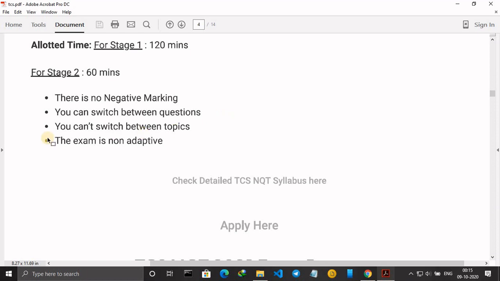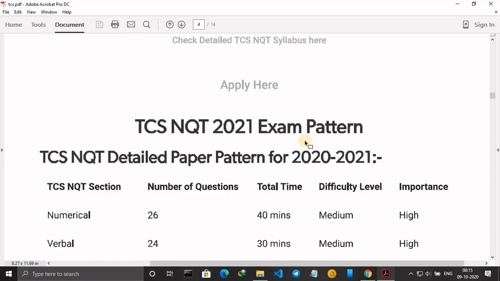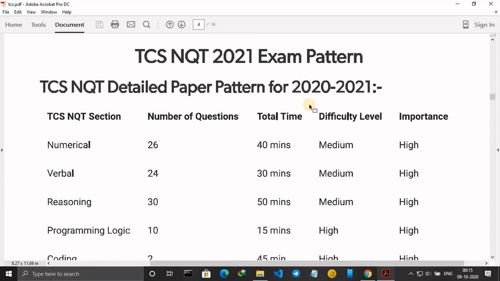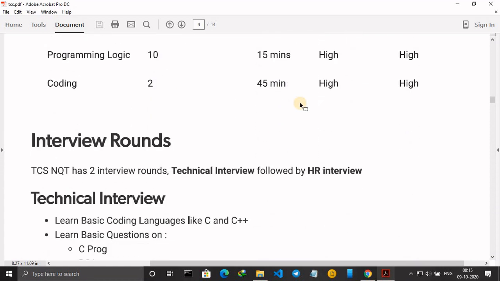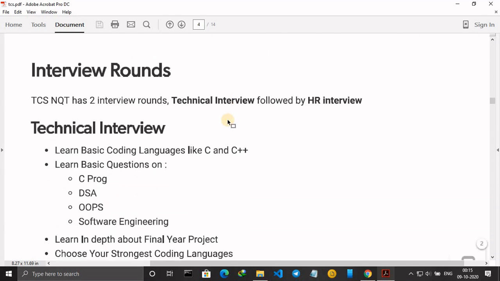The exam nature will be non-adaptive. So guys, TCS NQT 2021 exam pattern. So guys, this is a brief TCS NQT exam pattern. If we talk about interview rounds, TCS NQT has two interview rounds: technical interview followed by HR interview. If we talk about the technical interview, you must have the knowledge of basic C and C++.